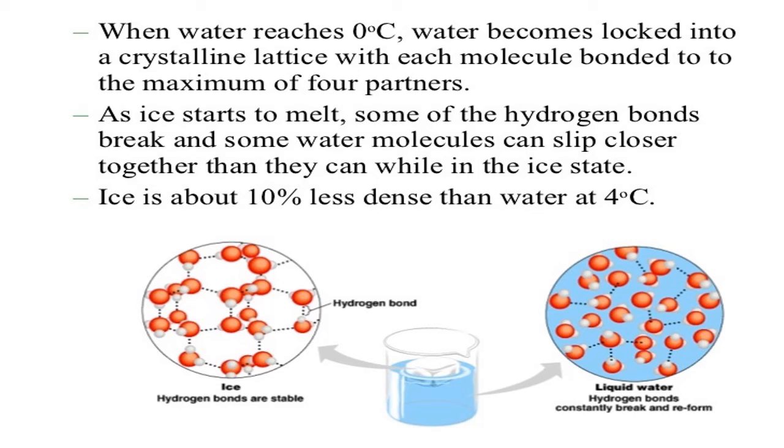When water reaches 0 degrees Celsius, water becomes locked into a crystalline lattice with each molecule bonded to the maximum of four partners. As ice starts to melt, some of the hydrogen bonds break and some water molecules can slip closer together than they can while in the ice state. Ice is about 10% less dense than water at 4 degrees Celsius.